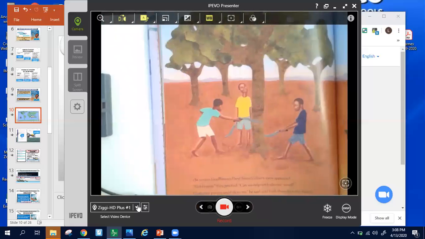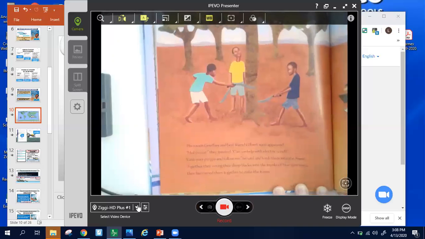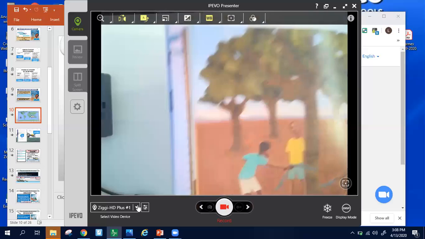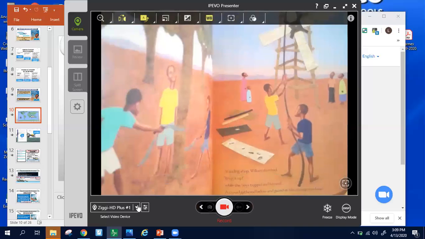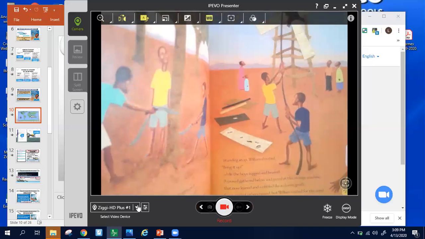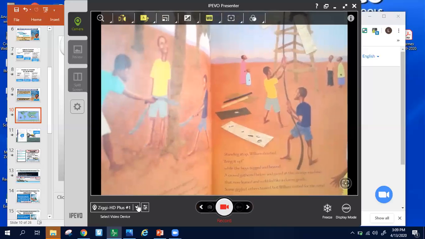His cousin Jeffrey and best friend Gilbert soon appeared. "Mulwa Bwanji," they greeted. "Can we help with electric wind?" "Grab your pangas and follow me," he said, and took them into the forest. Together they swung their sharp blades into the trunks of blue gum trees, then hammered them together to make the tower, the big tree. Standing atop, William shouted, "Bring it up," while the boys tugged and heaved. A crowd gathered below and gazed at this strange machine that now leaned and wobbled like a clumsy giraffe. Some giggled, others teased, but William waited for the wind.